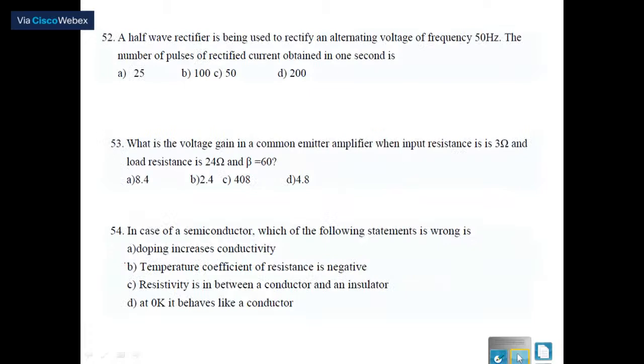the half-wave rectifier is being used to rectify alternating voltage of frequency 50 Hz. The number of pulses of rectified current obtained in 1 second is 50 Hz means 50 cycles per second. In 1 second, 50 cycles will be passing through the circuit. Okay. Well, so the number of pulses rectified current obtained in 1 second. So this is 1 pulse. This is 2 pulses. Okay.